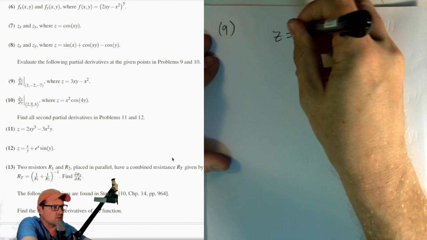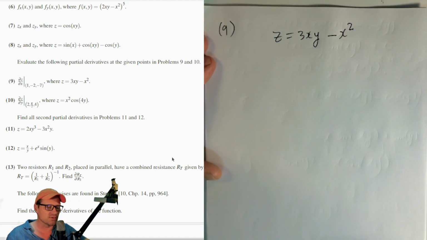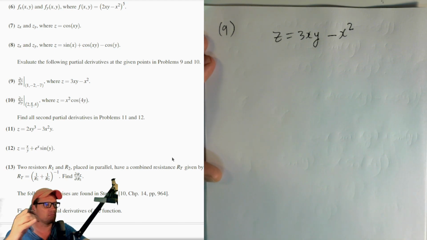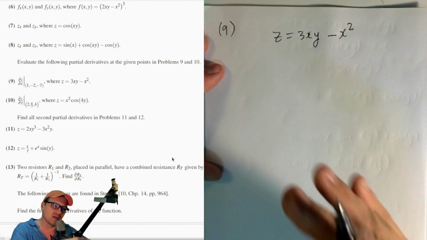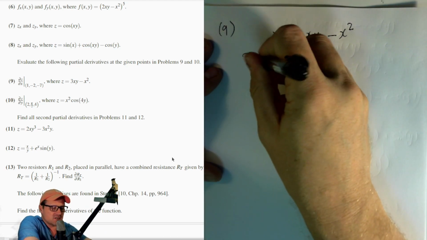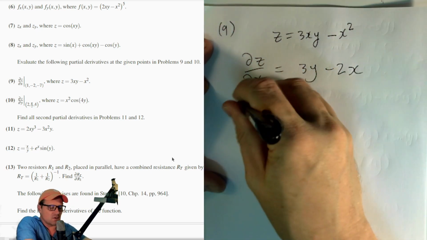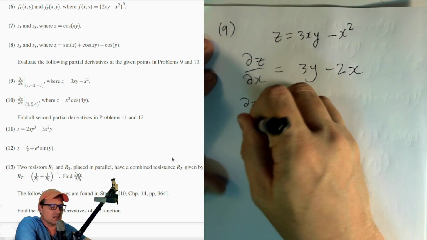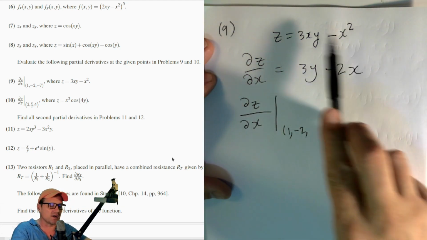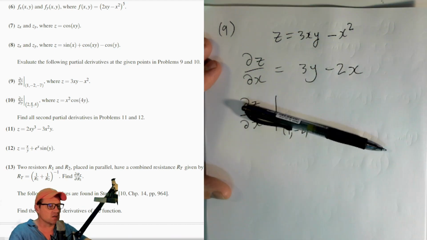We have z equals 3xy minus x squared, and we're asked to calculate the partial derivative of z with respect to x at the point 1, minus 2, minus 7. And so that involves just subbing in 1 and minus 2 into the derivative that we get. So differentiating z with respect to x gives 3y minus 2x. Okay, and now substituting in 1 minus 2. Now, incidentally, minus 7 is superfluous here because when I sub in 1 and minus 2 into this, I'm going to get minus 7. Okay, I don't want to be wrong here.